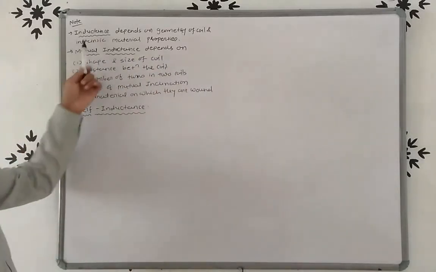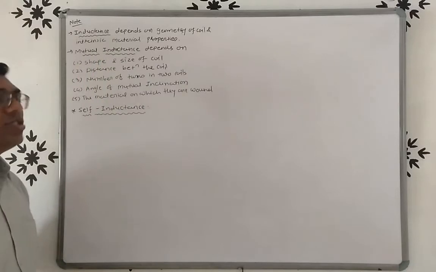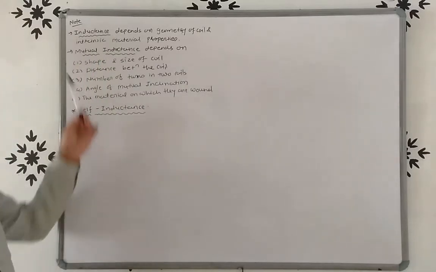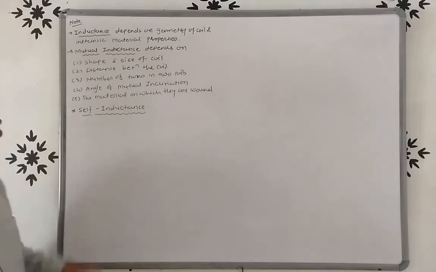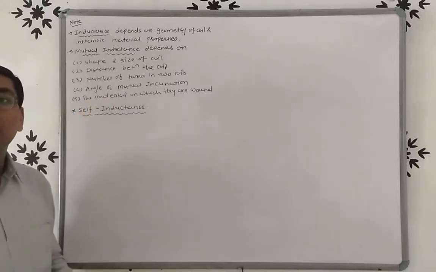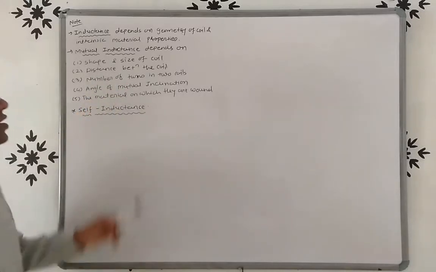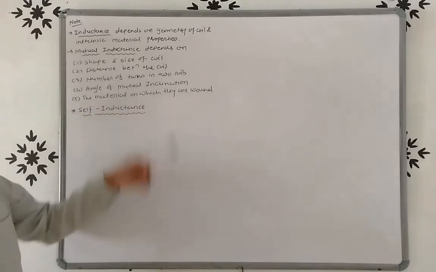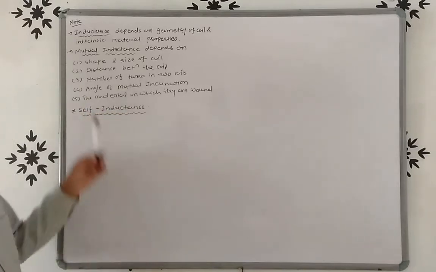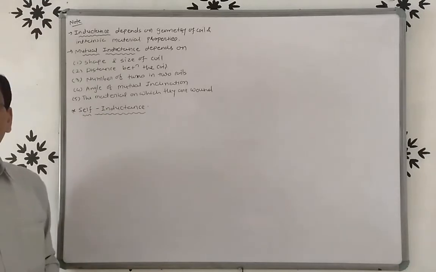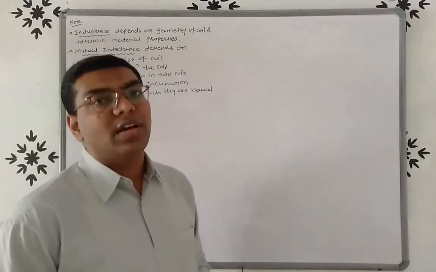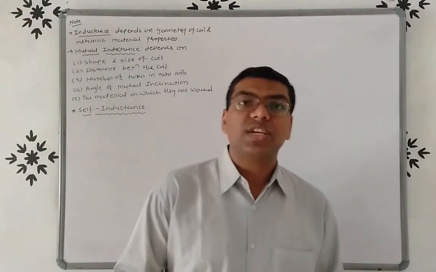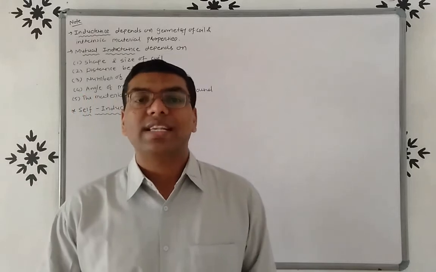First point, inductance depends on the geometry of the coil and intrinsic material properties. And second point, mutual inductance depends on the shape and size of the coil, the distance between the coils, the number of turns in the two coils, the angle of mutual inclination, and the material on which they are wound. Right? So these are the short questions which will be asked in your examination.